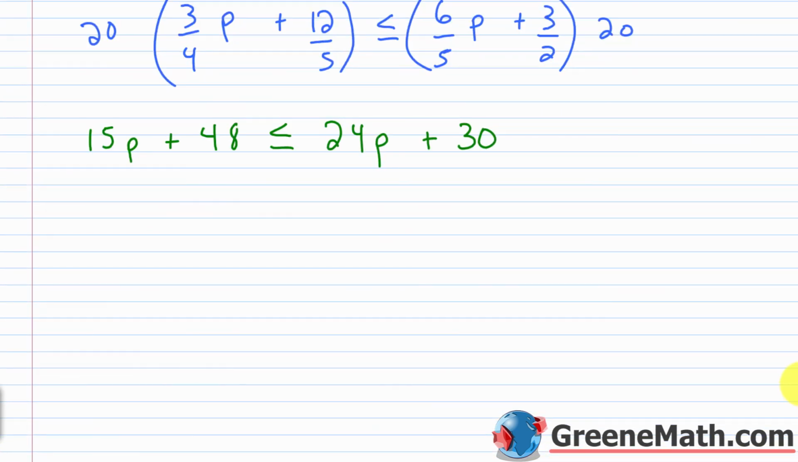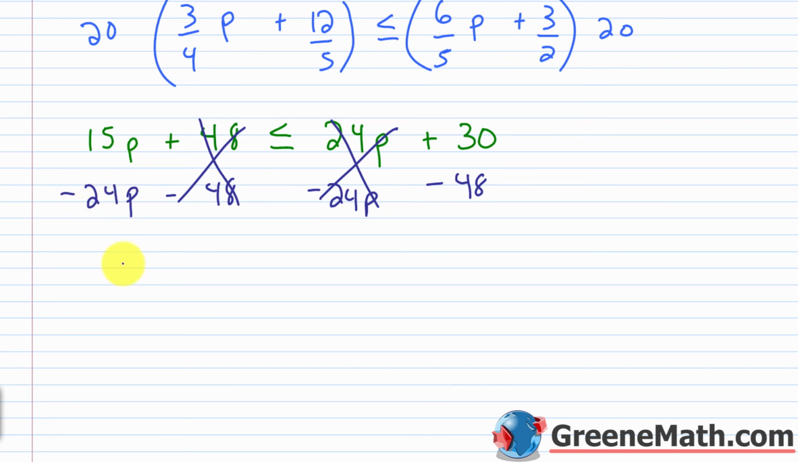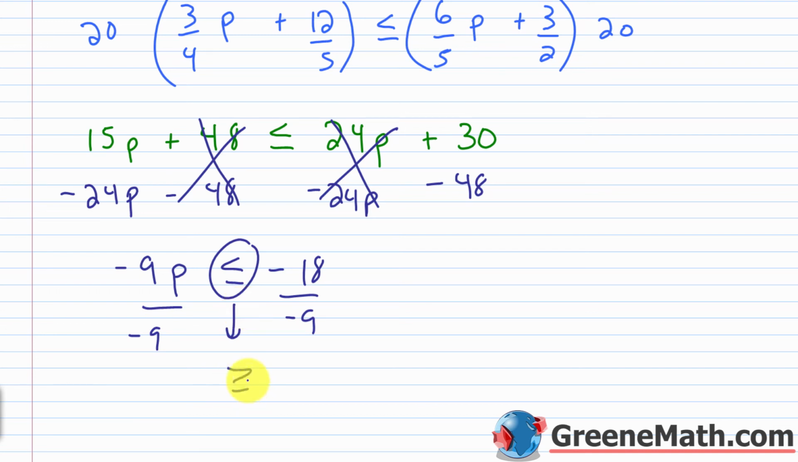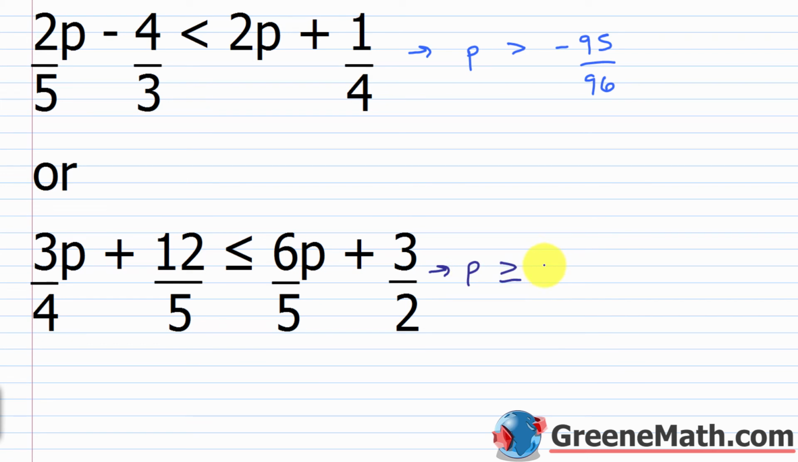All right. So we can now subtract 24p away from each side. Cancel this. You can subtract 48 away from each side. Cancel this. 15p minus 24p is negative 9p. And this is less than or equal to 30 minus 48 is negative 18. We divide each side by negative 9. And again, we've got to flip the direction of the inequality symbol. So this becomes a greater than or equal to. So this cancels. We have p is greater than or equal to. Negative 18 over negative 9 is 2. So p is greater than or equal to 2.